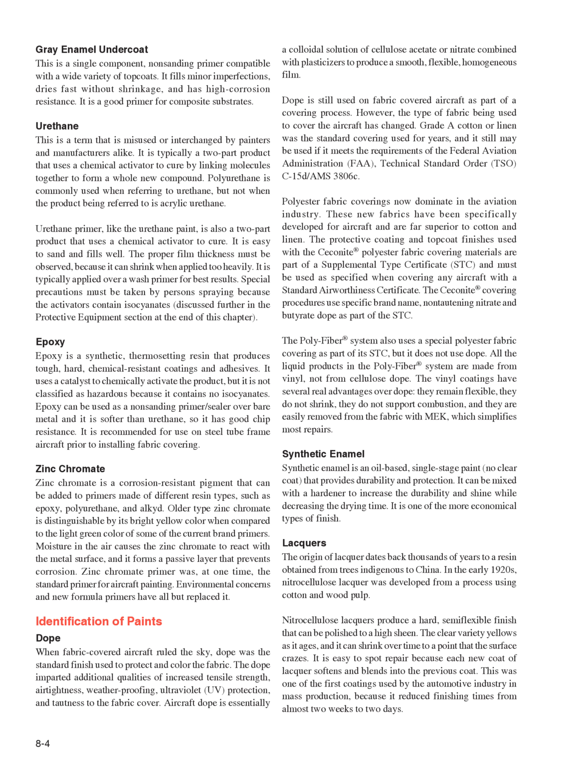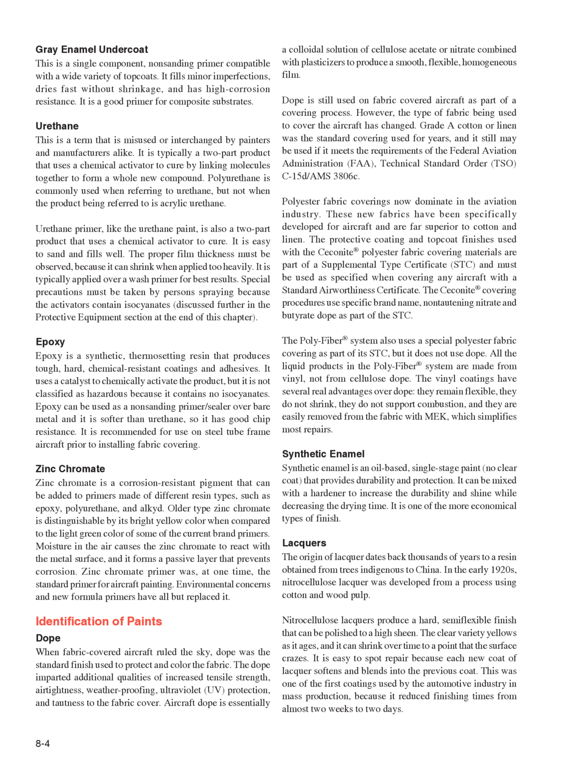In the early 1920s, nitrocellulose lacquer was developed from a process using cotton and wood pulp. Nitrocellulose lacquers produce a hard, semi-flexible finish that can be polished to a high sheen. The clear variety yellows as it ages, and it can shrink over time to a point that the surface crazes. It is easy to spot repair because each new coat of lacquer softens and blends into the previous coat.